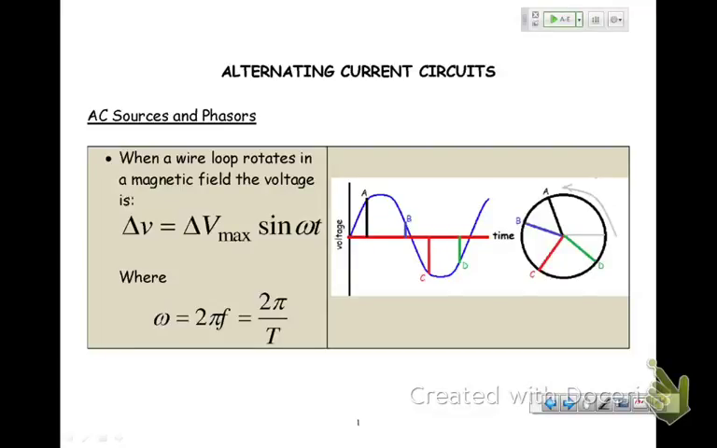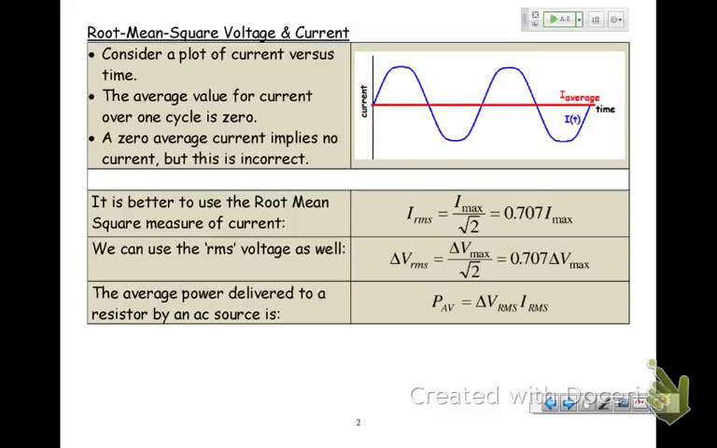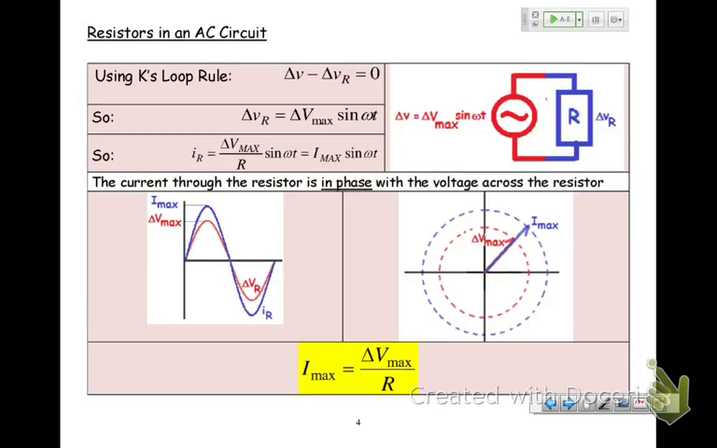So, next chapter is going to be on alternating current circuits, and we're going to first of all talk about alternating currents, and we're going to try and find ways of describing alternating current circuits and alternating current signals, and we're going to introduce the idea of the RMS, root mean square, and then we're going to start talking about resistors in AC circuits, how they behave when they're in this AC environment.